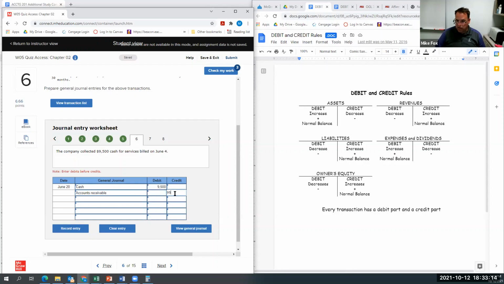Again, put that into plain language. What we're saying is we're collecting the money that's owed to us. So our cash goes up and the receivable goes down, meaning it's no longer owed to us because we've collected it.